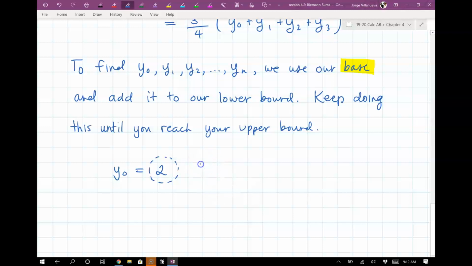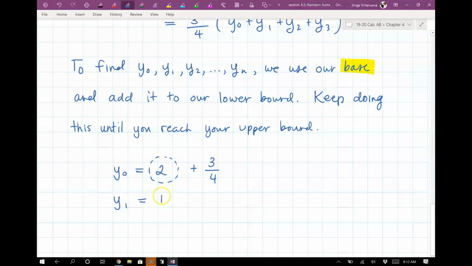I should probably do that on the next one. Let me put y sub 1 right here. I'm going to get my base and add 3/4. Okay, what's 2 plus 3/4? Well, I'll give you the answer just so you guys don't have to worry about struggling. That's 11/4, because it's 8 plus 3, that's 11/4.